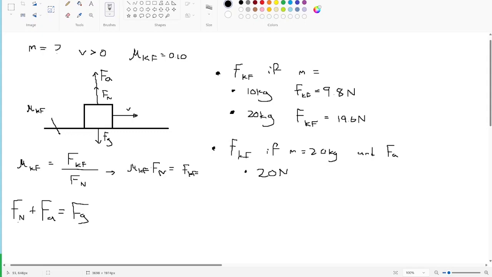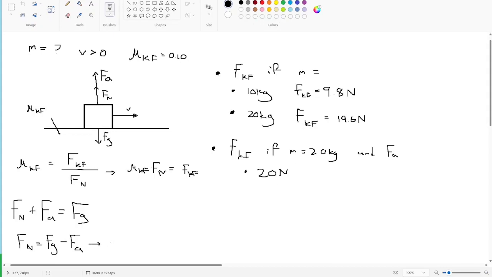And if we manipulate this and try to solve for force normal, it is going to be equal to force of gravity minus the force that we applied. Do we know these? Well, force of gravity is just mass times gravity, and the force that we applied is given: 20 newtons.